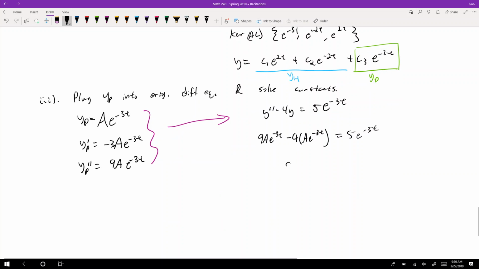So this is 5a e to the negative 3t is equal to 5 e to the negative 3t. From here I can easily tell what a is. I just divide both sides by 5 e to the negative 3t, so big A is equal to 1. And since big A is equal to 1, I know y of p is equal to 1 times e to the negative 3t.